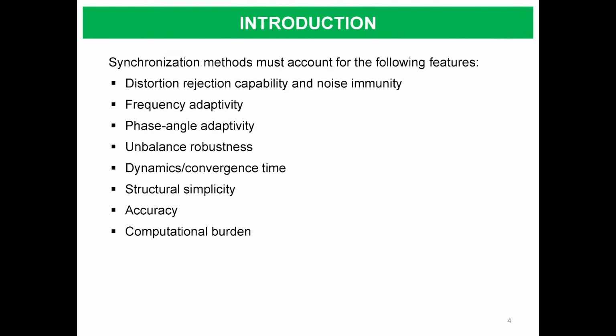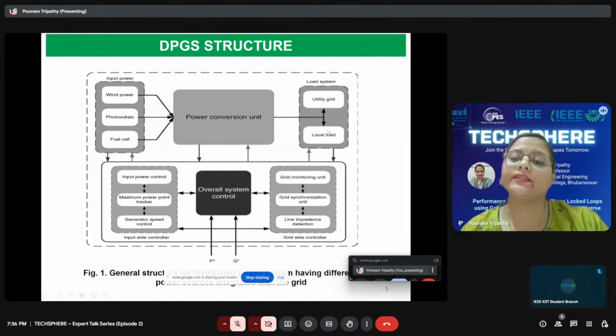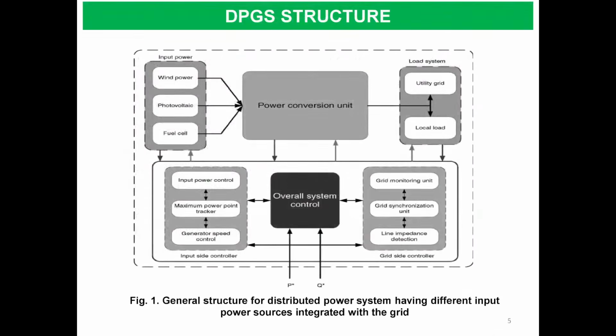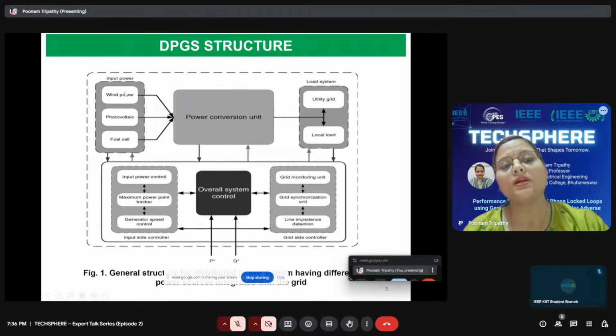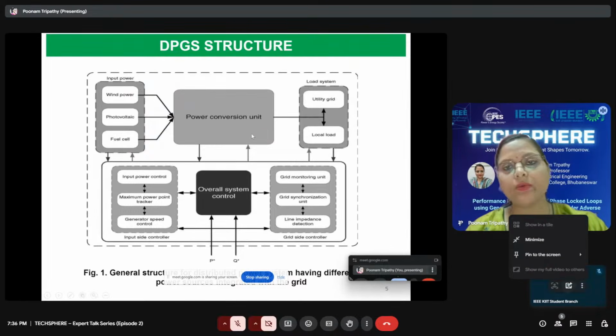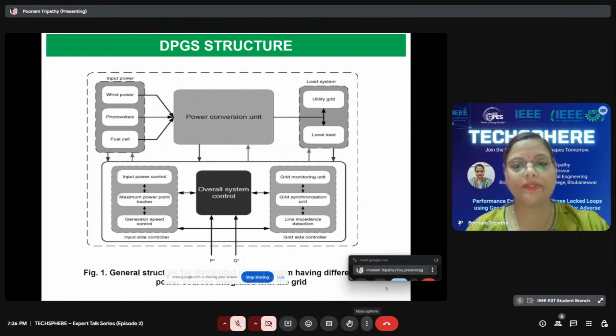Here this figure represents the structure of a distributed power generation system. See here initially the different types of renewable energy sources like wind power, photovoltaic, and fuel cells are connected with the main grid, that is our utility grid. And the utility grid is again connected with the local loads for electrical power consumption. All the renewable energy sources are integrated with the utility grid through a power conversion unit, which may be a converter or an inverter, depending upon their application.